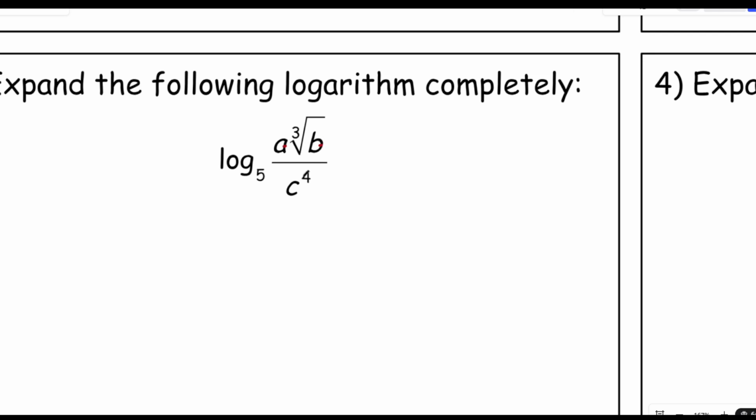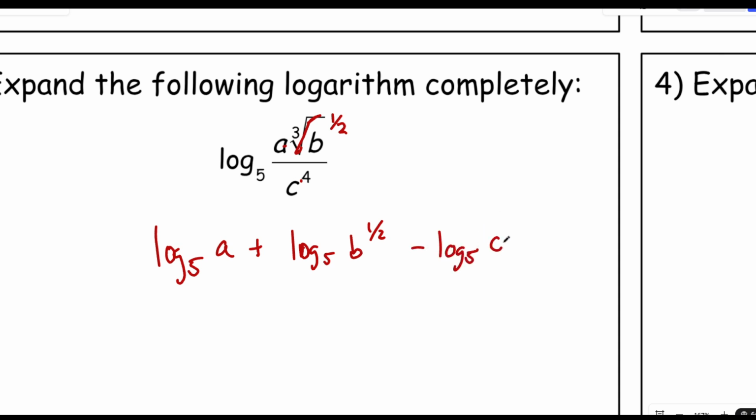Expand. So I've got 3 terms. These 2 are going to be positive, and this one's going to be negative. So it's log base 5 of a, plus log base 5 of b to the 1/2, minus log base 5 of c to the 4th. And then these exponents need to come down. And that's it.